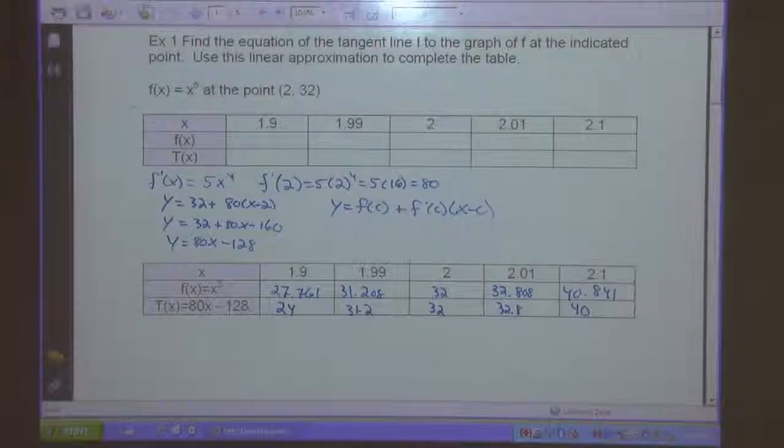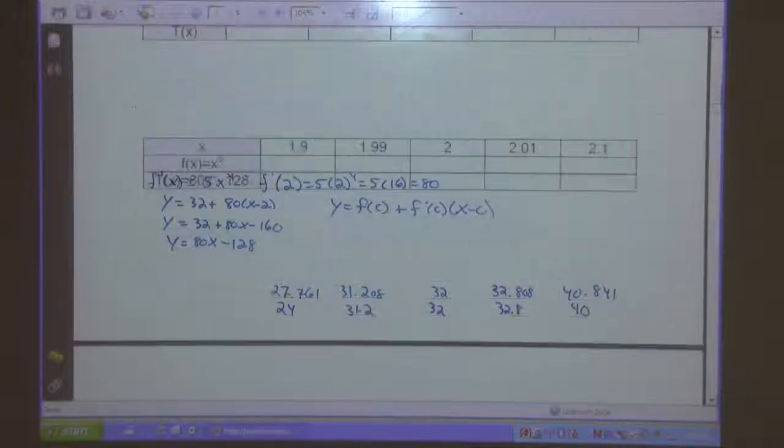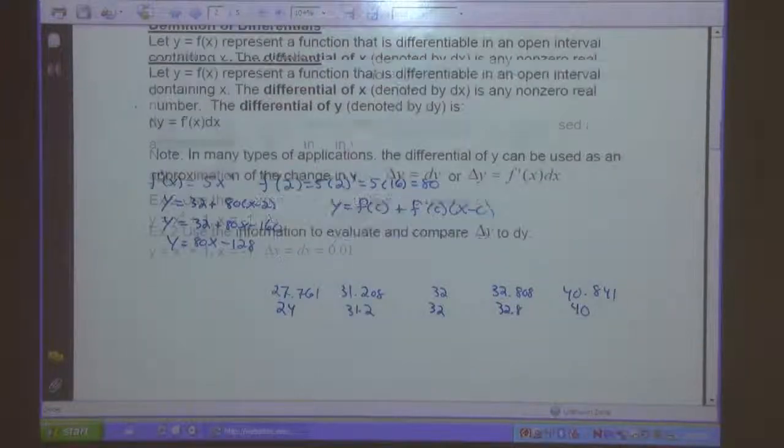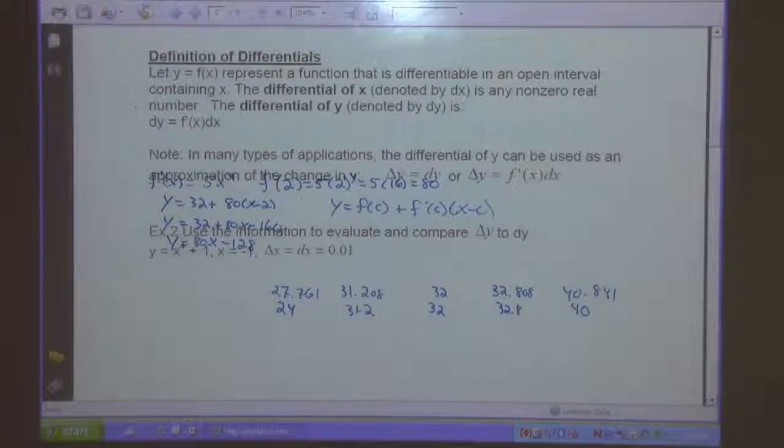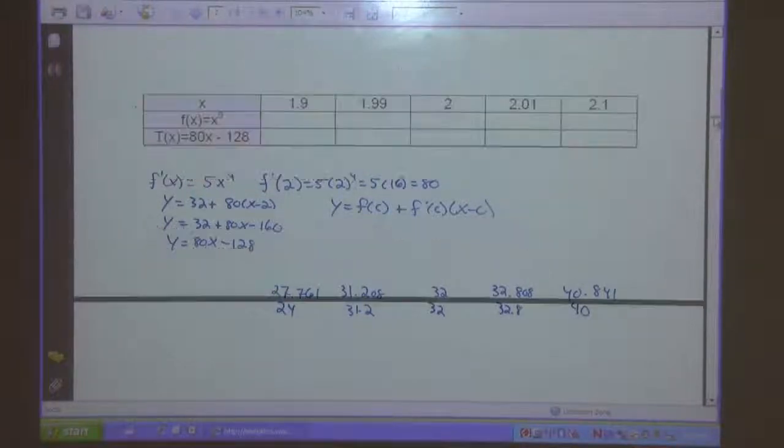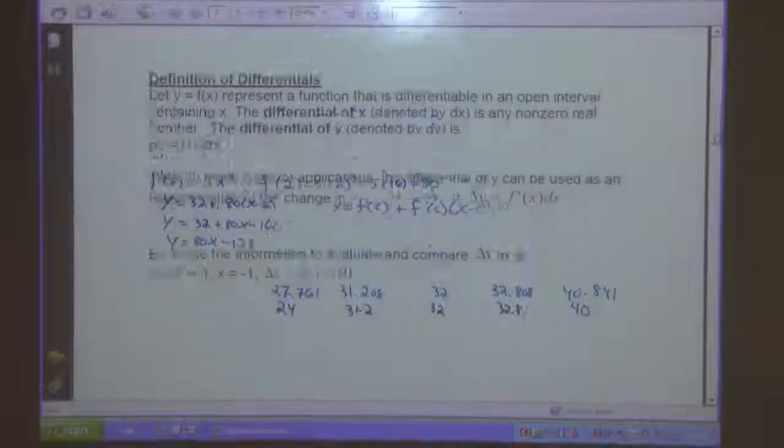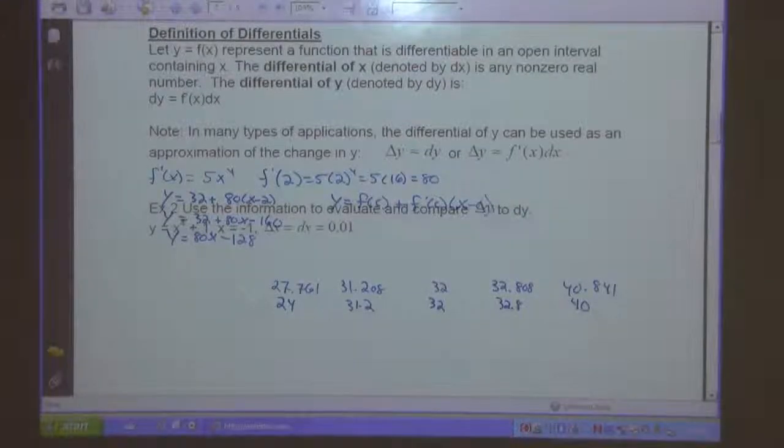Okay, so we're going to go on to page 2 now. This is the definition of differentials. Come on. There we go.